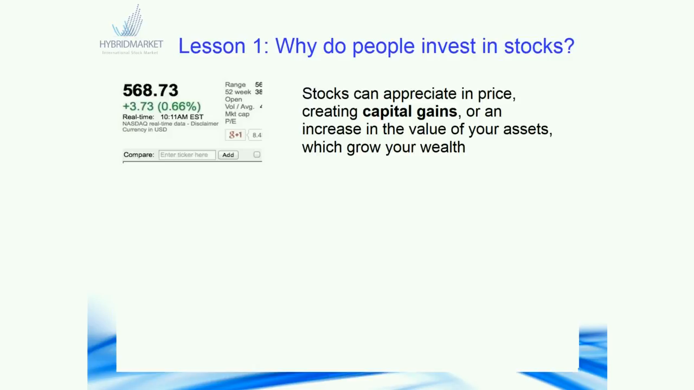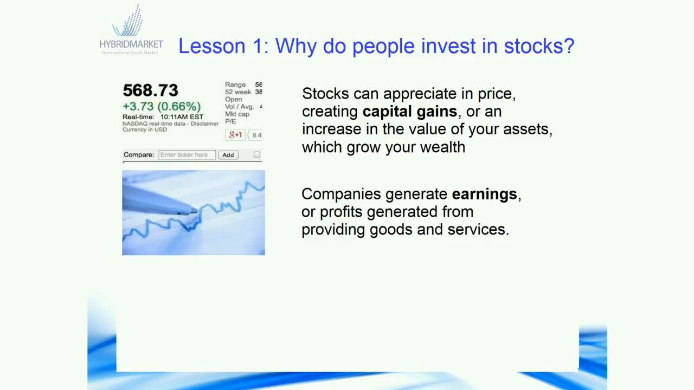So, why do people invest in the stock market? Obviously, just like buying and selling any good that fluctuates in price, you can make money as the price of a stock rises, creating capital gains and allowing you to build your wealth. What differentiates stocks from other kinds of assets, cash, gold, etc., is that companies generate earnings. Companies provide goods and services and therefore generate profits, which means they continuously create income.